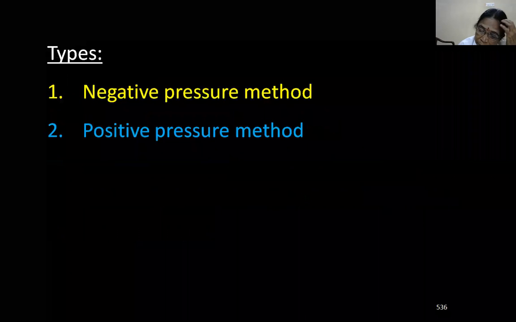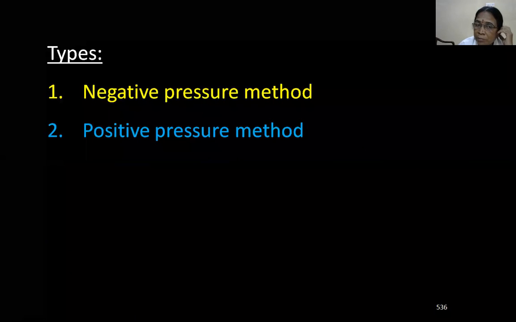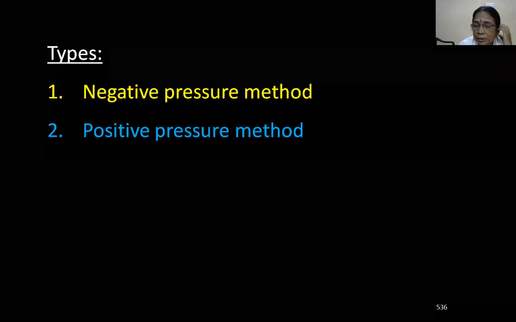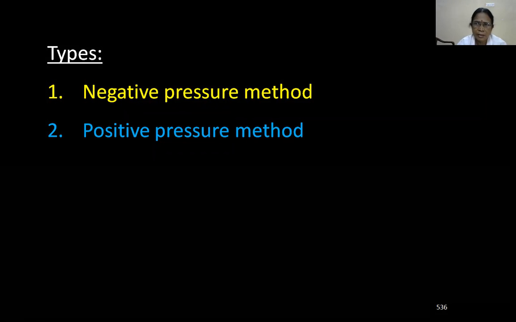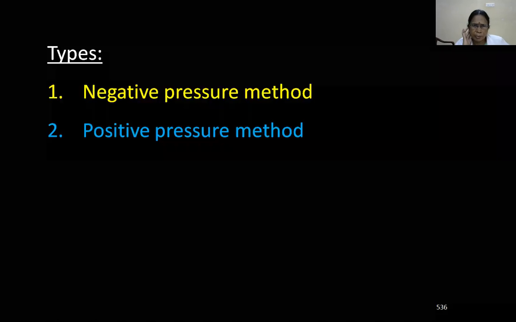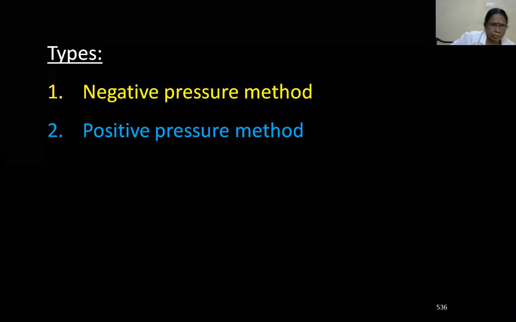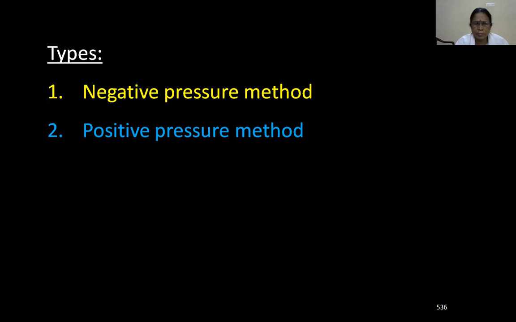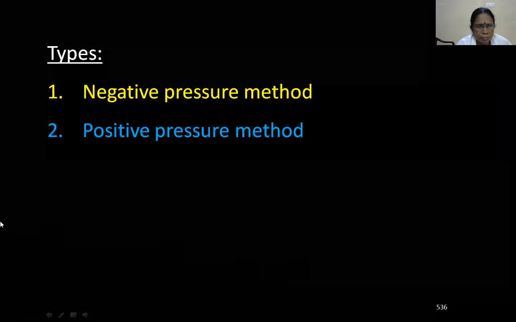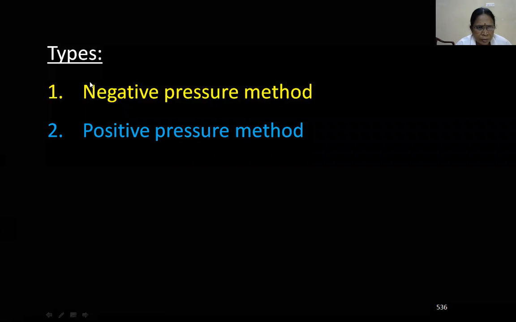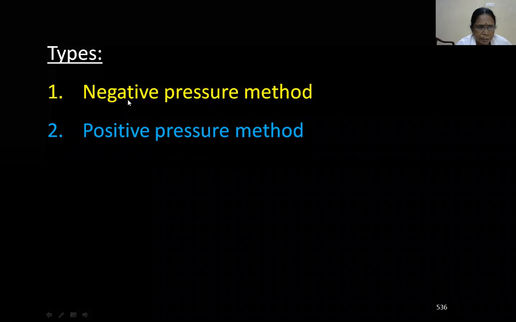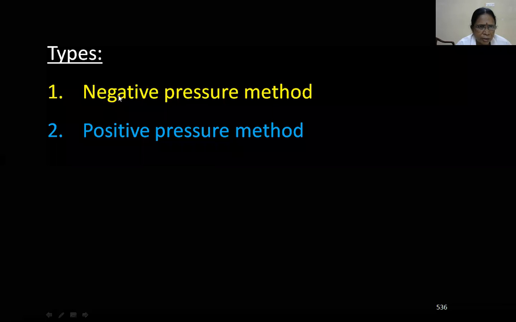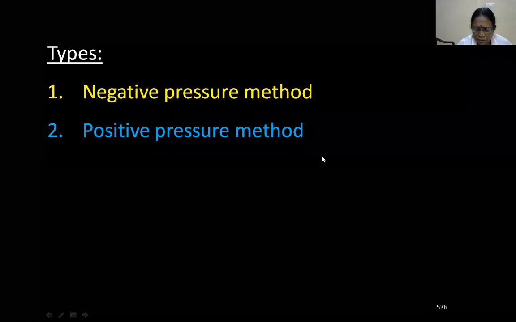Manual methods depend upon the skill of the person who is doing it. Suppose the person is not very skilled, the method may not work out properly. Therefore, mechanical methods are better than manual methods. And we have two types: negative pressure methods and positive pressure methods.